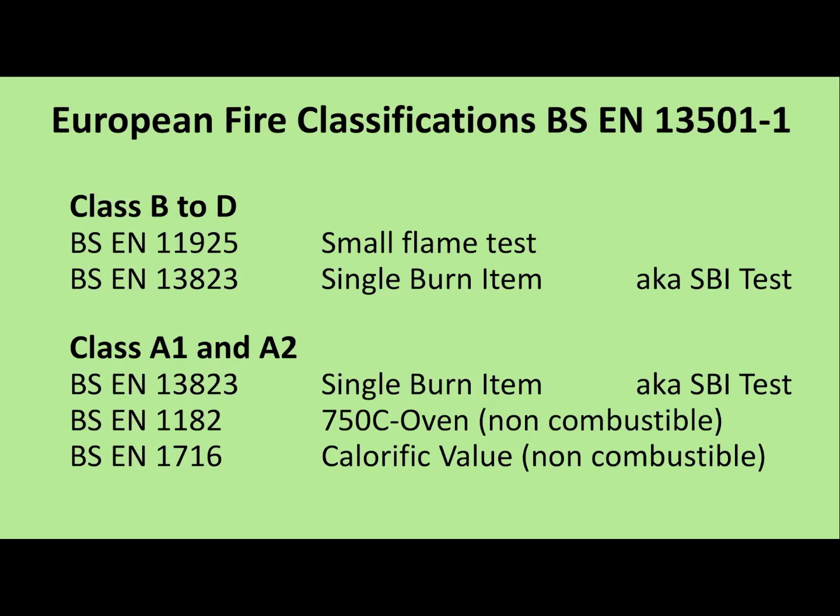And that more or less sums up what I've just said on the previous slide, really. B to D, the 1192 and the 13823, the small flame test and the single burn test determine B to D, and Class A1 and A2 is determined by the single burn test, the 750 oven test, and the calorific value test, which we will go through all of.